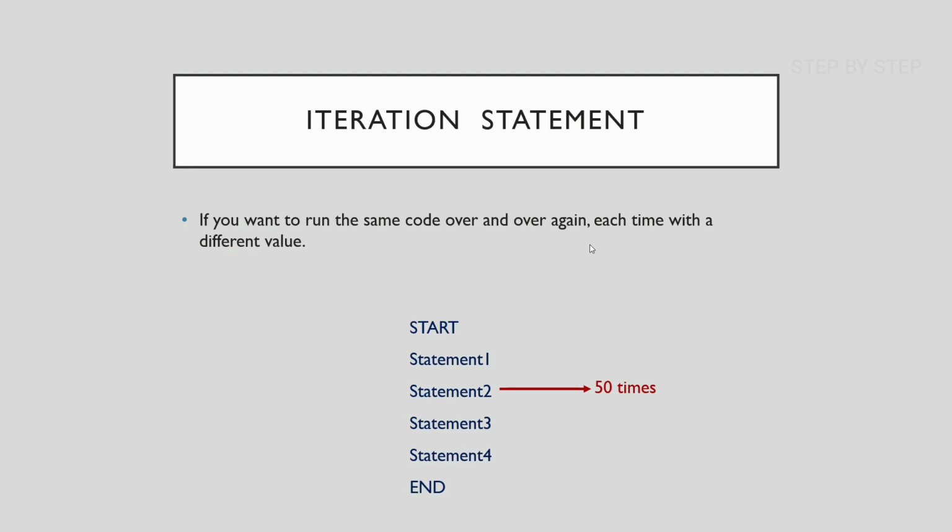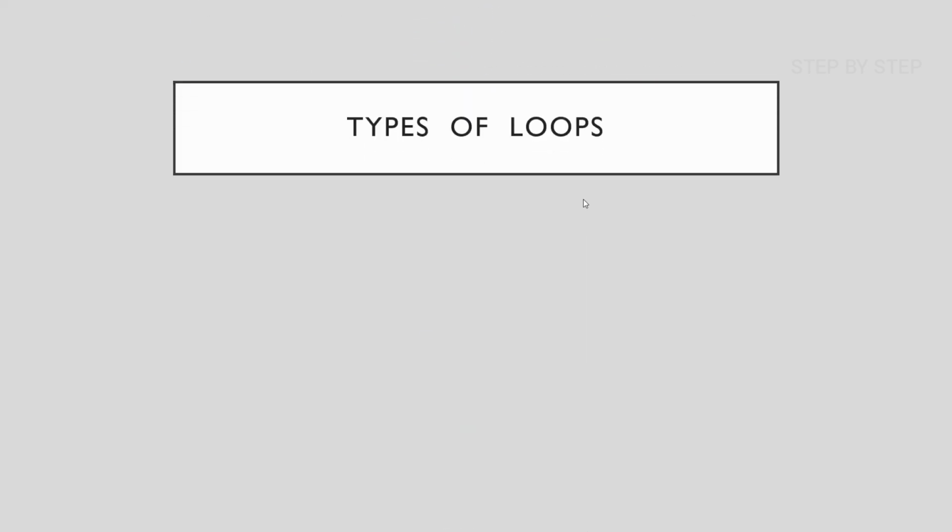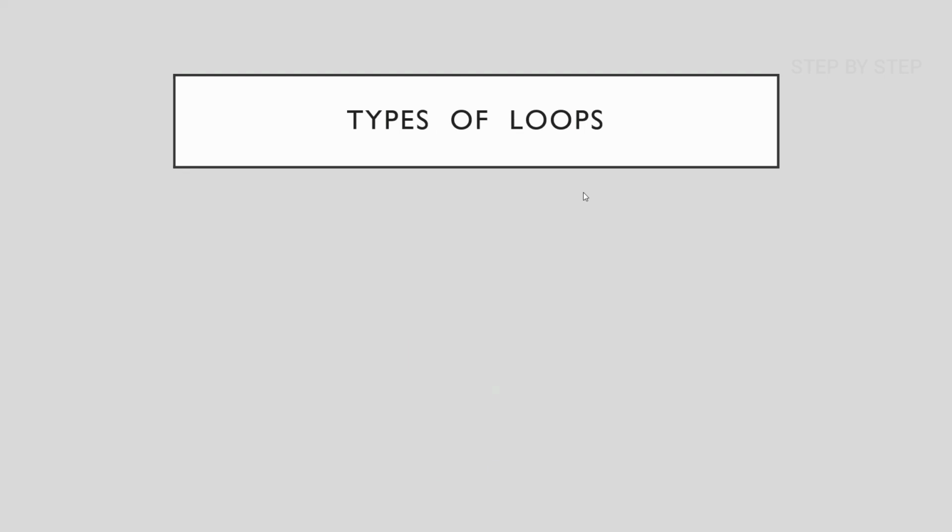So in such cases, we are going to iterate this statement. We are going to loop this statement multiple times. So that is the reason we use this iteration statement. Basically, we are looping the statement. So these are called as loops. Let's see types of loops.